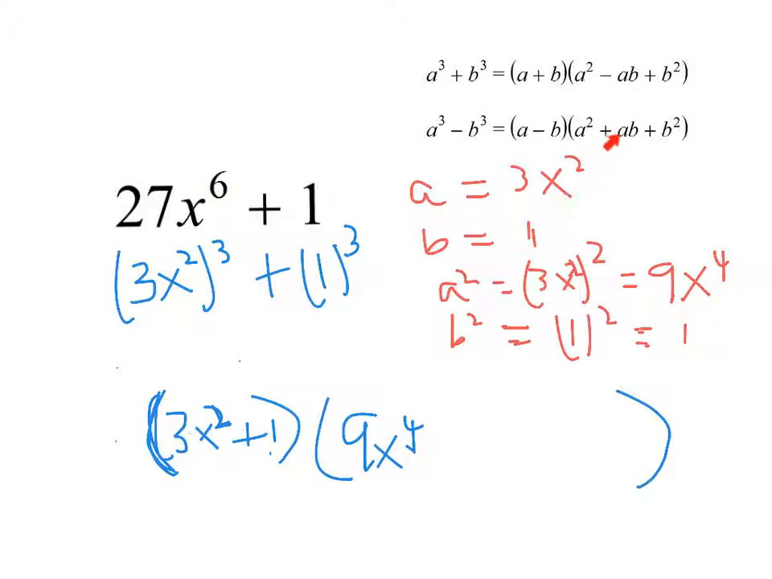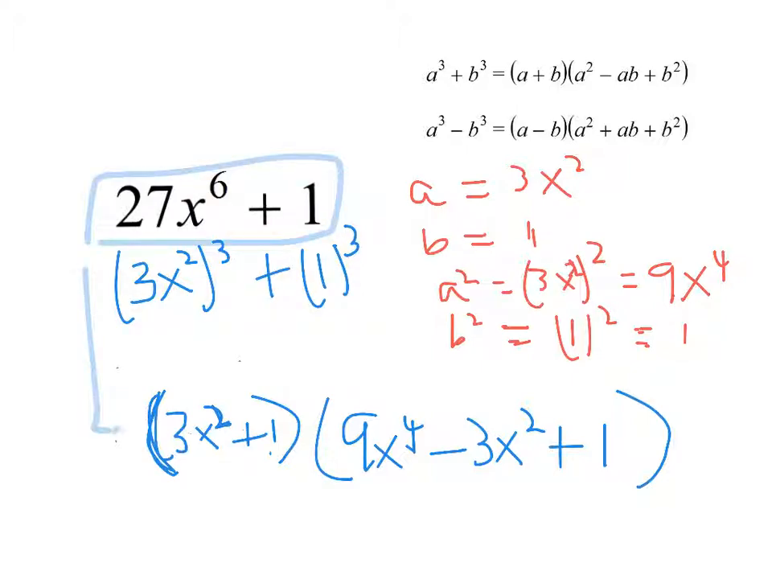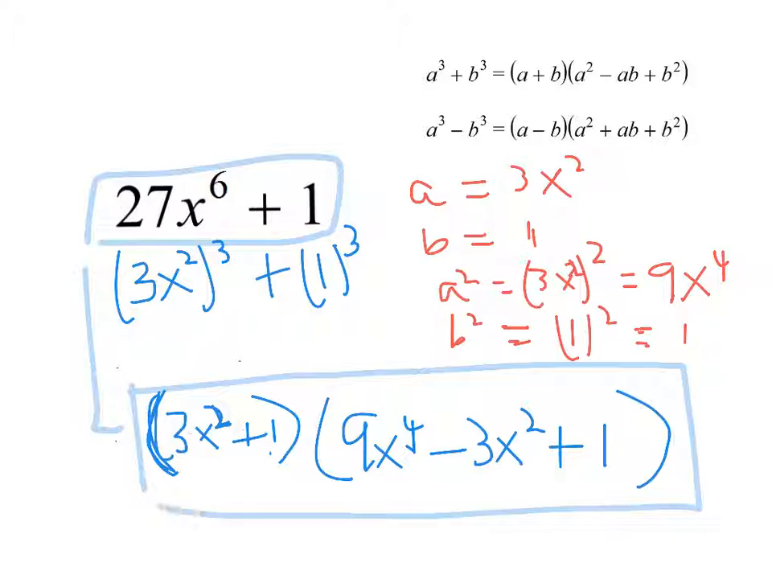And then it's going to be minus ab, so minus 3x squared times 1. So minus 3x squared, and then b squared. 1 squared is just 1, so plus 1. So those are the factors of this expression. This is our final answer to the factors.